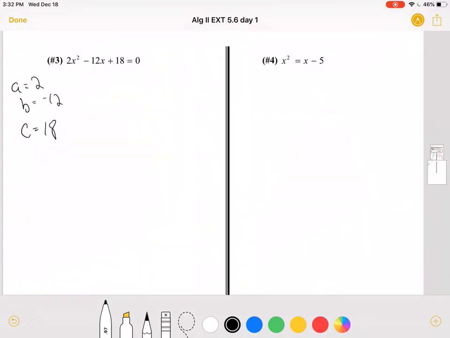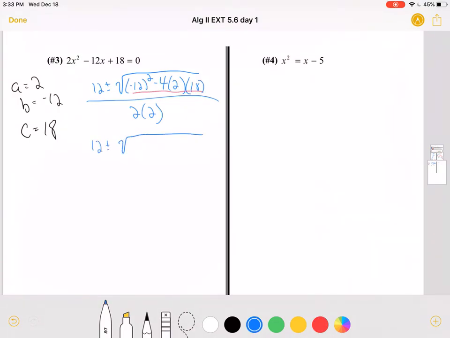Regardless, when we plug this in, we need the opposite of B. So the opposite of negative 12 is 12 plus or minus the square root of negative 12 squared minus 4. Again, it's always going to be a 4 times 2 times our C value, which is 18, all over 2 times 2. Reduce what's underneath the square root. 12 plus or minus the square root of negative 12 squared is 144 minus 4 times 2 times 18 all over 2 times 2 is 4.